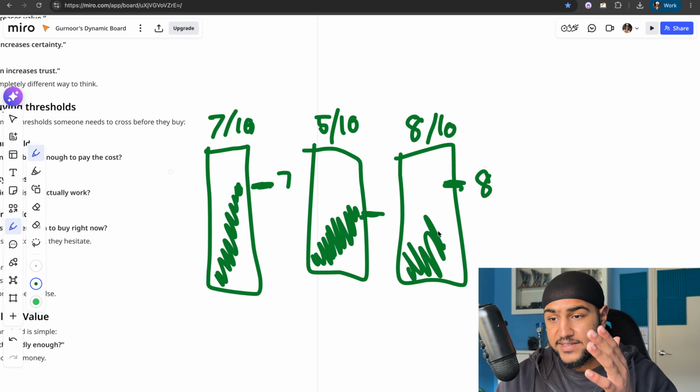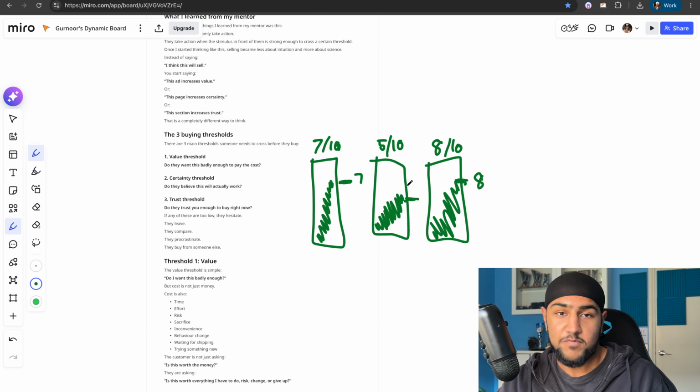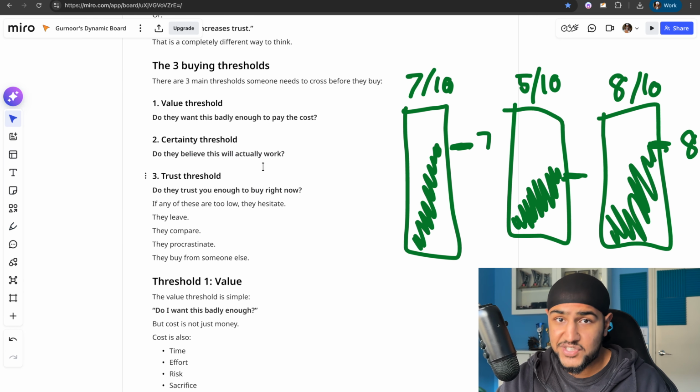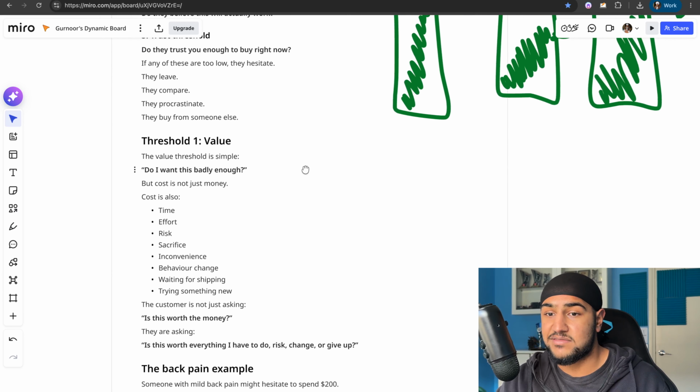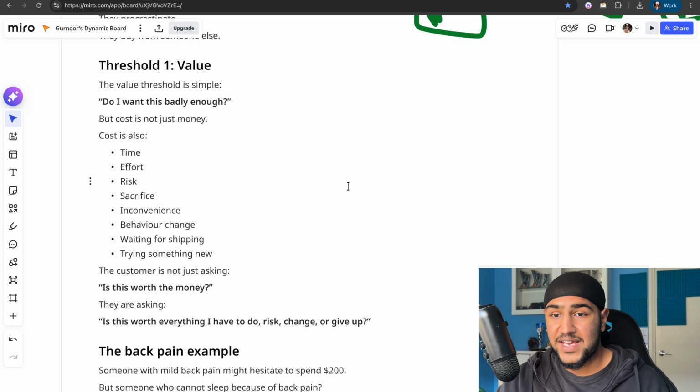You have to visualize this a little bit in your head, and this is usually what I do when I map out stuff before an ad as well, because it's super helpful. It turns selling into a science rather than intuition. So threshold number 1 over here is value, right? The value threshold is essentially, do I want this badly enough?